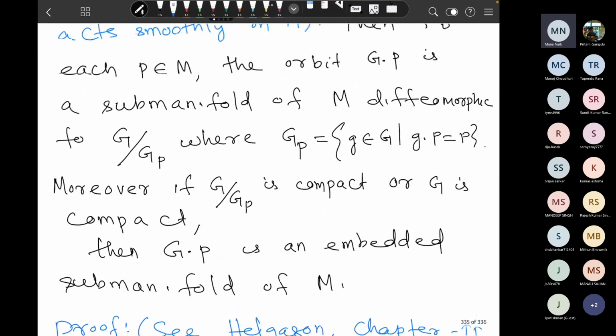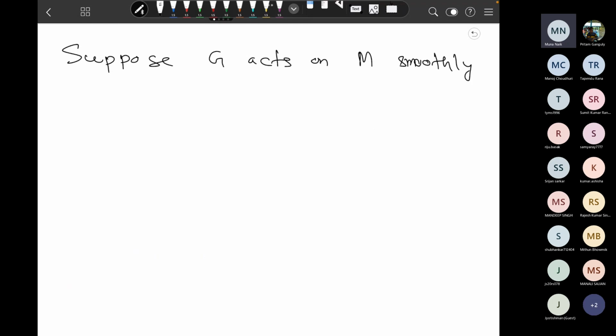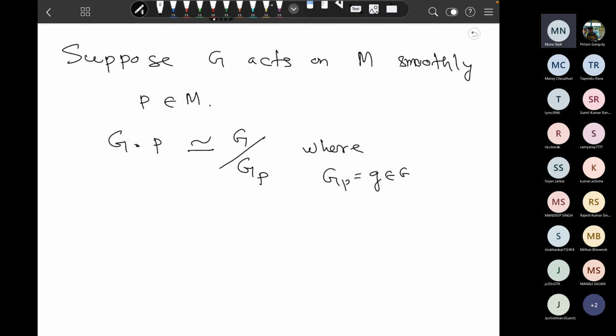Now suppose G acts on M smoothly. Then I take p belongs to M, and I look at the orbit of p under the action of G. So that is G dot p, and by the orbit-stabilizer theorem this is G mod G_p, where G_p is the stabilizer of p in G, the set of g belongs to G so that g dot p is equal to p. Last time I told you that this G_p is a closed subgroup of G, and that G mod G_p is a smooth manifold. Now, if this is a smooth manifold, then you can borrow the smooth structure to G dot p. So G dot p is actually a smooth manifold.